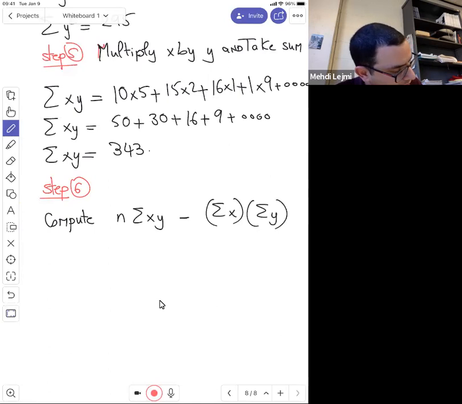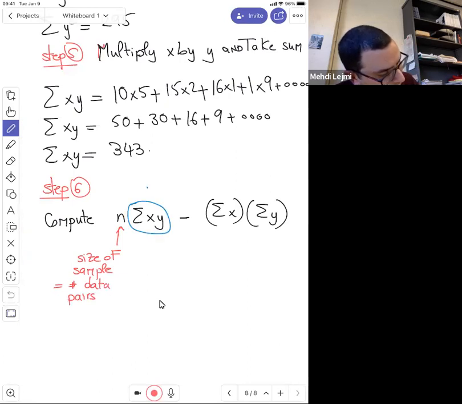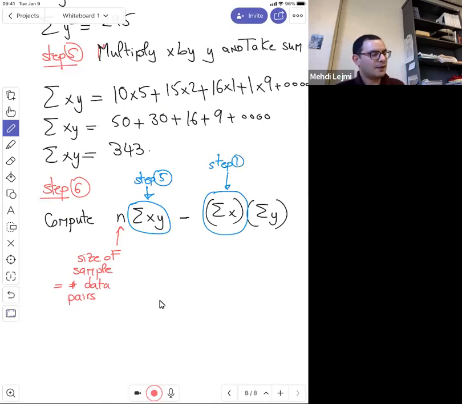So the n, that's the size of the sample, the number of data pairs. Now, the sum of x times y, this is from step 5. This is from this number here. Now here, the sum of the x's, that's step 1. And then here, multiplied by, this is step 2.